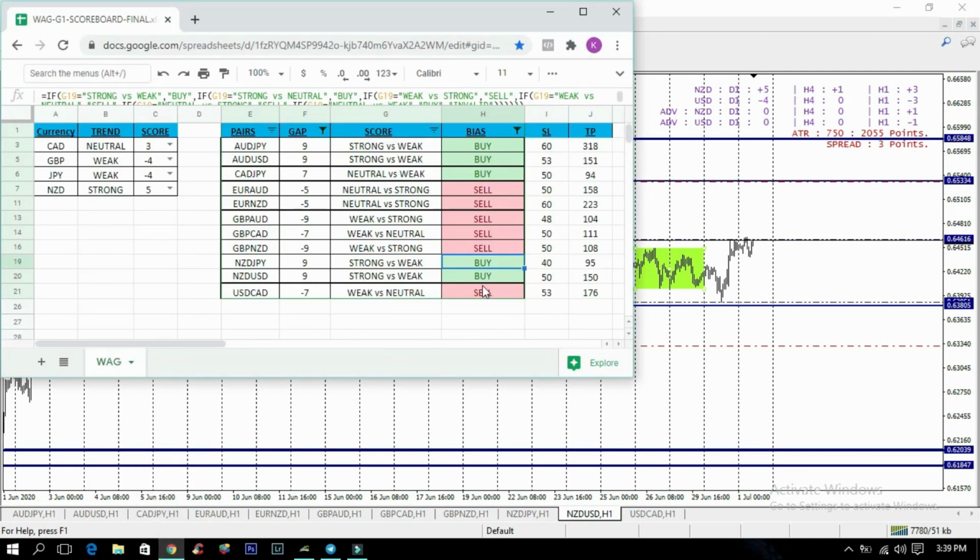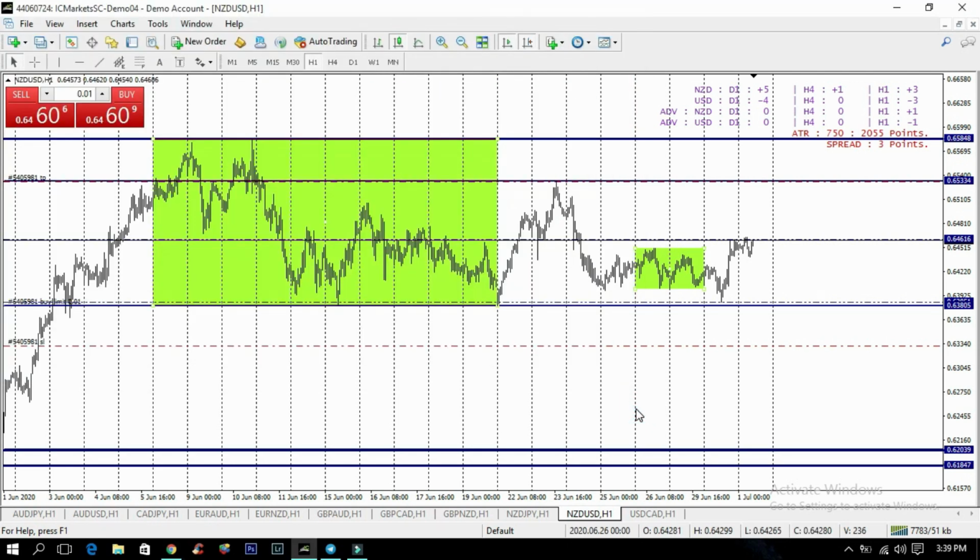Next is NZD USD, buy bias. So ganun din, set natin yung ating buy limit dito sa line na to. Ang SL natin is around 50 pips with TP around 151 pips.